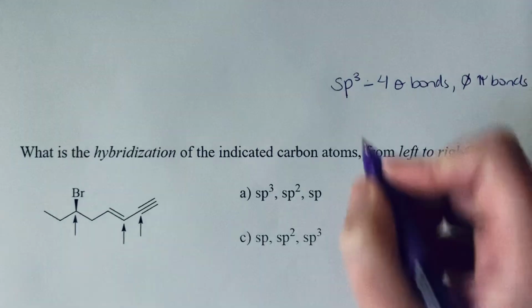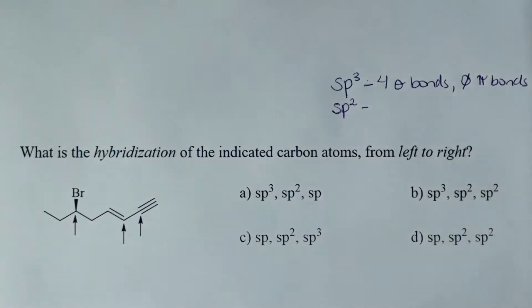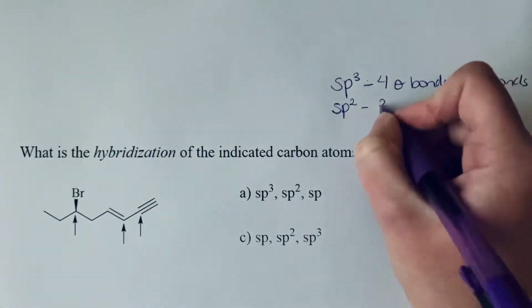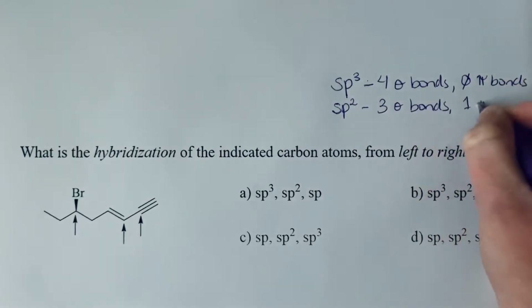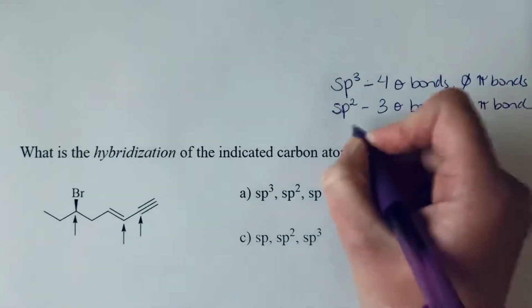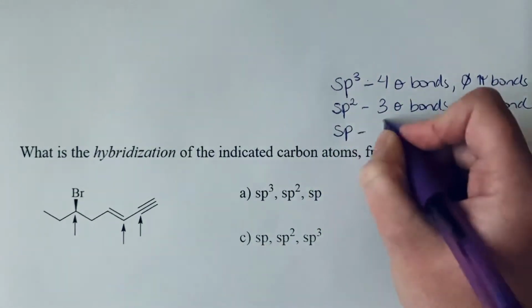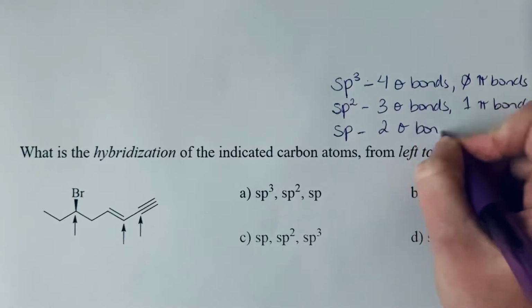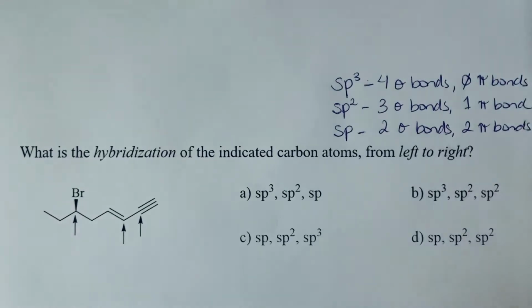The second possibility is we can have a carbon atom that is sp2 hybridized, which can be recognized as a carbon atom that is forming 3 sigma bonds and 1 pi bond. Or we could have a carbon atom that is sp hybridized, and this would have 2 sigma bonds and 2 pi bonds. And so we'd want to make sure we remember how do we recognize sigma bonds and how do we recognize pi bonds?